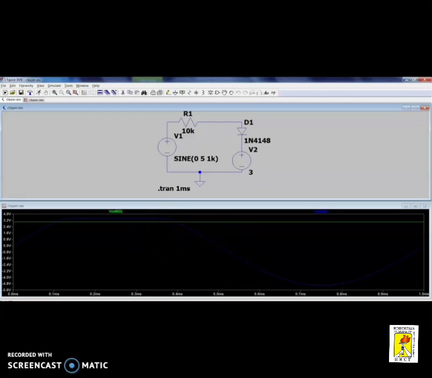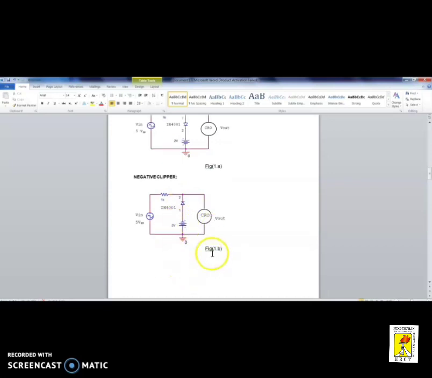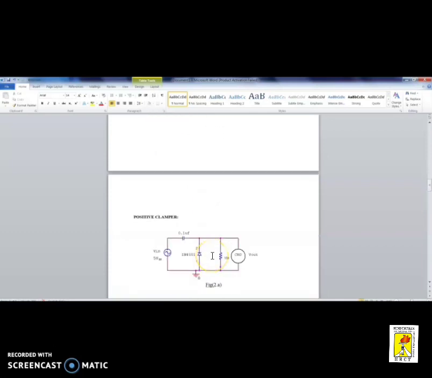So in this way we can design a negative clipper. You can look here at the design of the negative clipper: we altered the direction of the diode as well as given a negative voltage. Let us see how the waveforms will be.